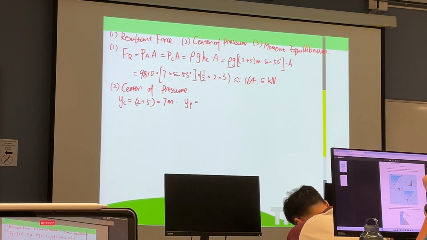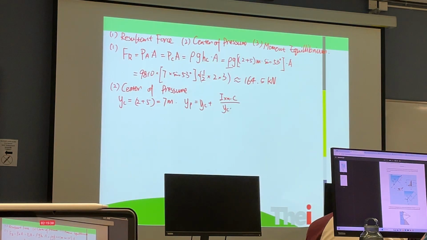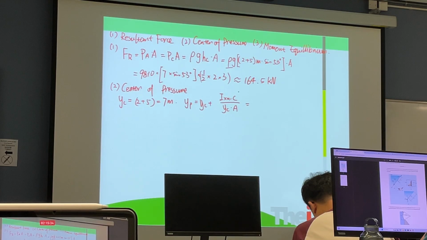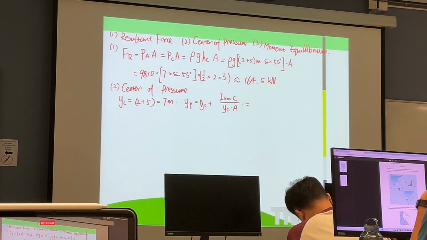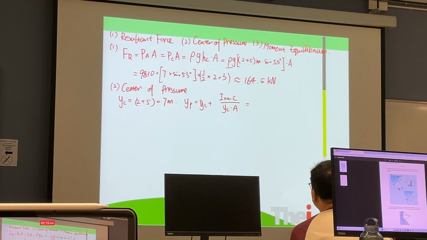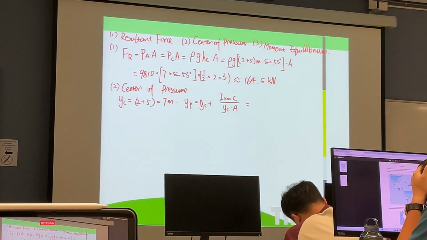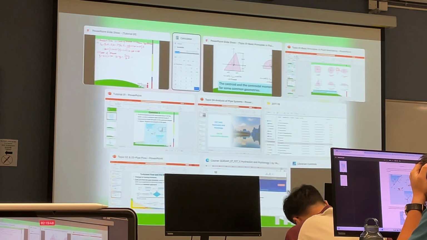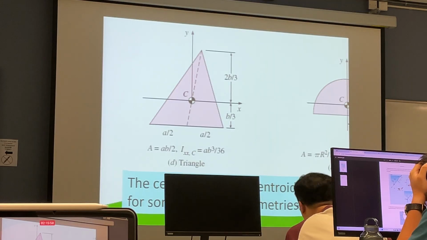The YP is supposed to be from the center of pressure equation: YC plus IXXC over YC times A. Now, YC has been determined. Area is calculated as 3 square meter. IXXC is the calculation based on this.